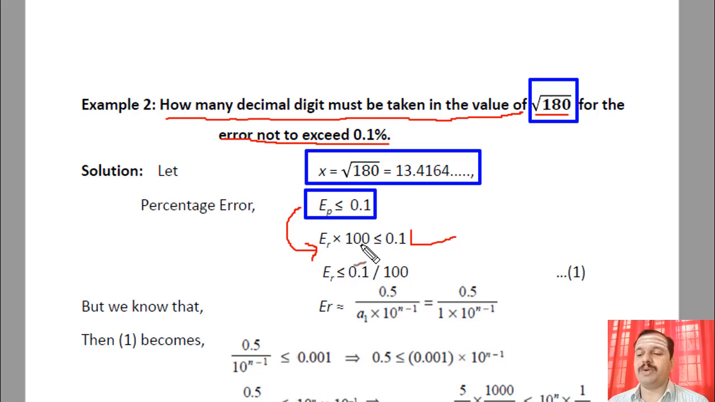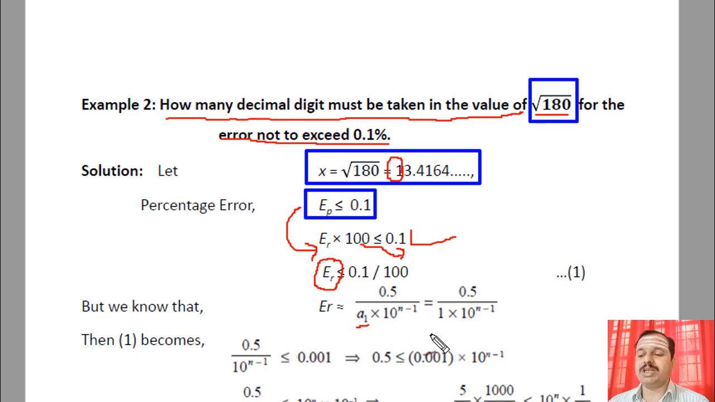In the next step you take this quantity to the other side. When you take 100 to the other side, it comes to the denominator. So relative error becomes 0.1 divided by 100. Now we know the definition of relative error in this particular situation. That is, when we want the nth digit to be valid, its relative error must be 0.5 divided by alpha 1 into 10 to the power of n minus 1. And if we simplify this in this particular case, because alpha 1, the first digit here, is 1.